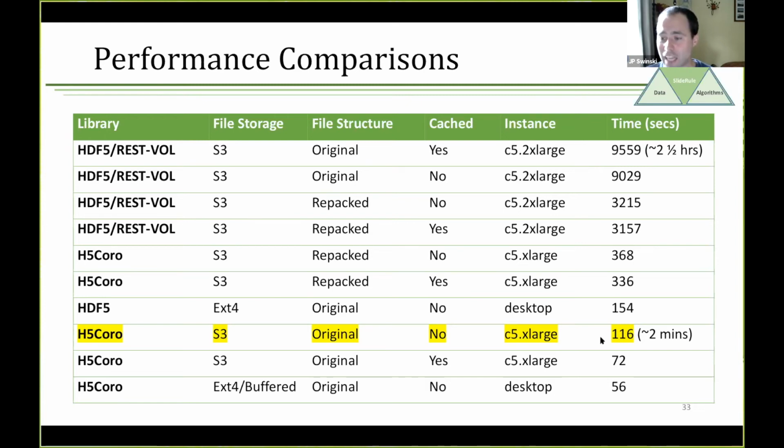So we have the same data set, the same processing, and using the HDF5 library, reading that data set and processing it took just over 2.5 hours. Now the same processing, the only change we made was we replaced the HDF5 library with H5Coro, and really the only difference there is it's a targeted implementation for the S3 environment, and we get 2.5 hours down to 2 minutes.